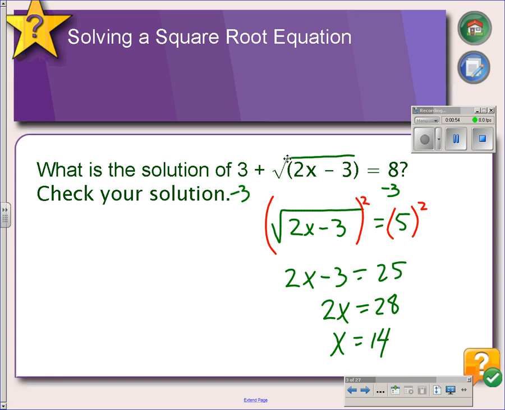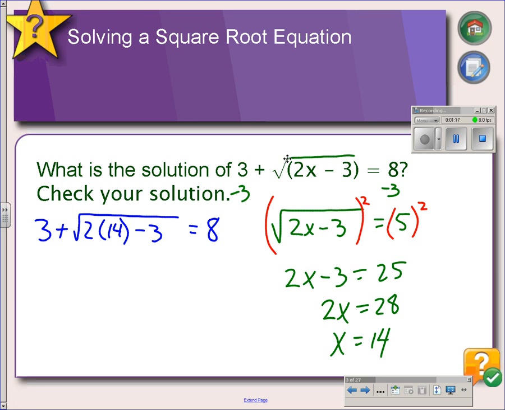Once we have a solution, then we have to check it. To check it, you're going to plug the answer for x back into the equation and see if the left side of the equation equals the right side of the equation. When you do this, you can only work on one side of the equation. So I'm going to only do math on the left side and see if the left side equals 8.